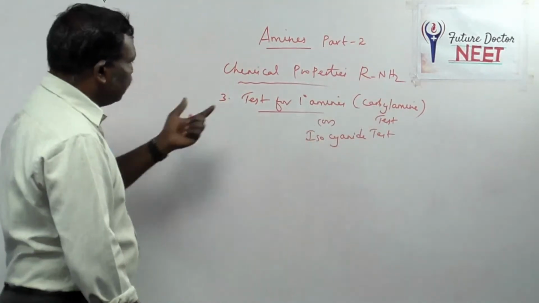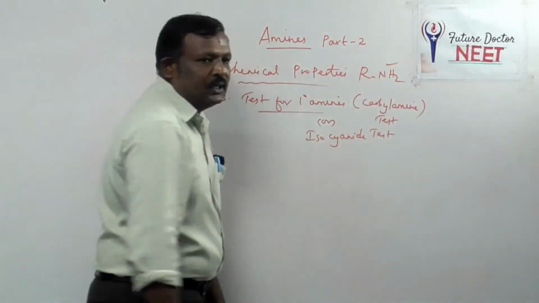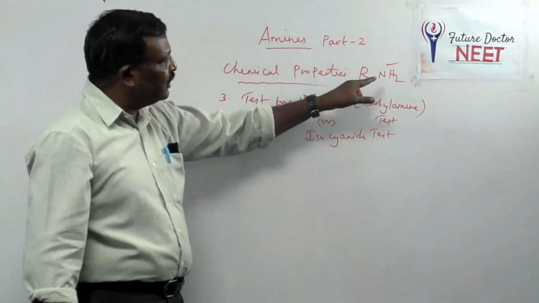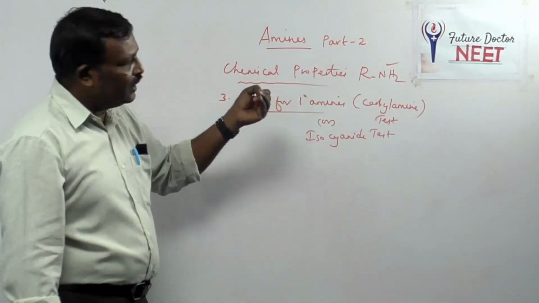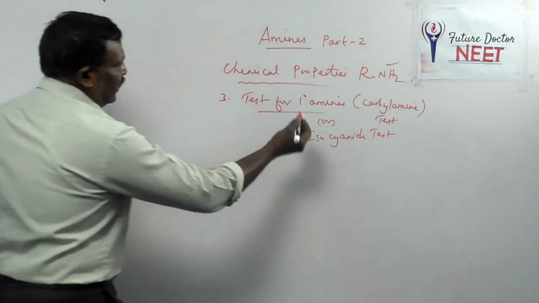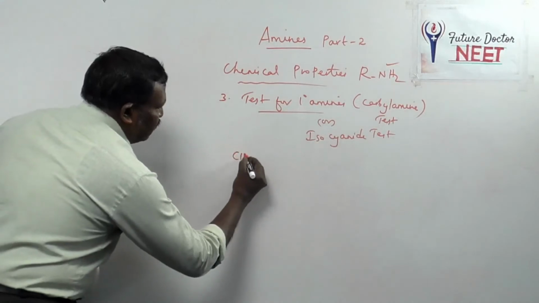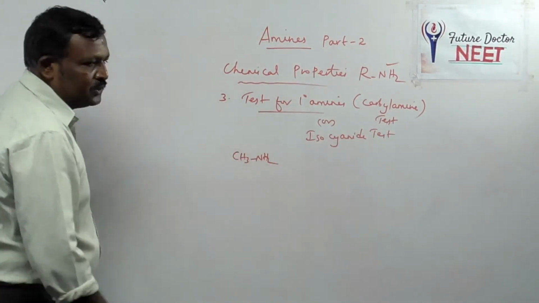Okay, so test for primary amine means, primary amine means what? NH2 should be there. It's called primary amine. NH is called secondary amine. N only is called what? Tertiary amines. Understood? You know that. So here I am taking one primary amine, that is methanamine. You know that, CH3NH2 is called methanamine.